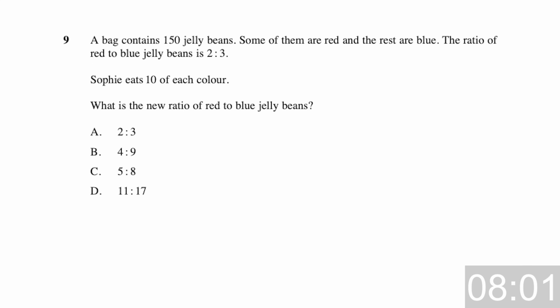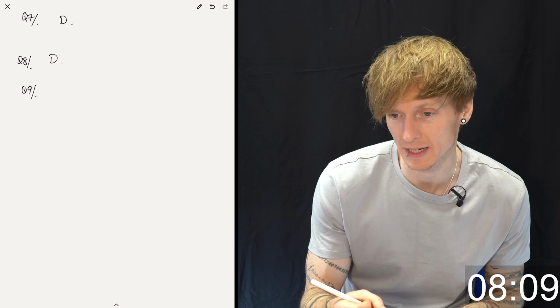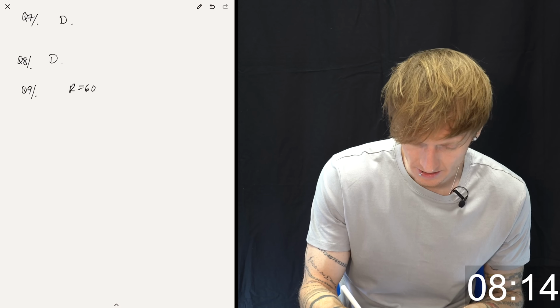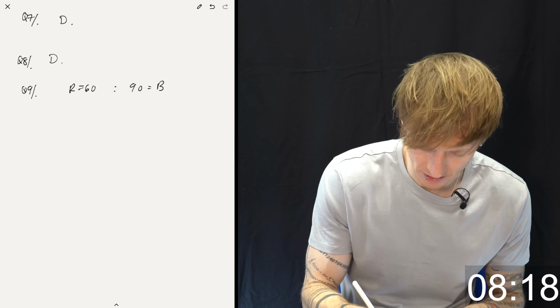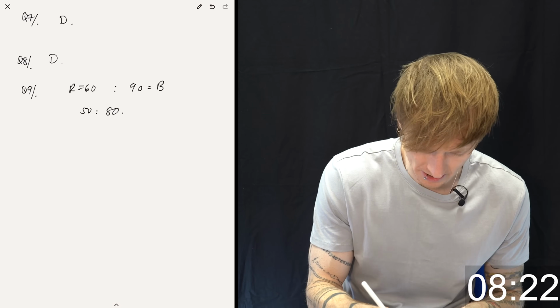Okay. Interesting. So 2 to 3, so that means there will be, how many then? 30, so 60 to 90. So 60 red, so R equals 60 to 90 for blue. She eats 10 of them, so now it's 50 to 80, so that's 5 to 8, so that's C.